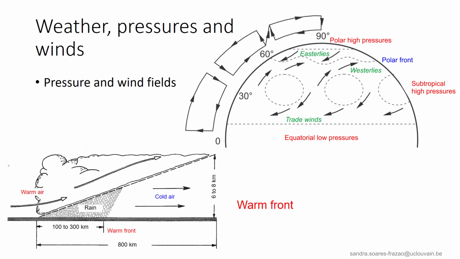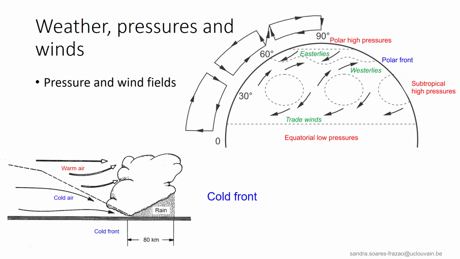In this unstable subpolar low pressure zone, when a mass of warm air meets a mass of cold air, a warm front is formed. The warm air rises above, like this, the cold air, and at the interface between these two masses of air at different temperature, mixing occurs, and it gives rise to precipitation that can extend over several hundreds of kilometers.